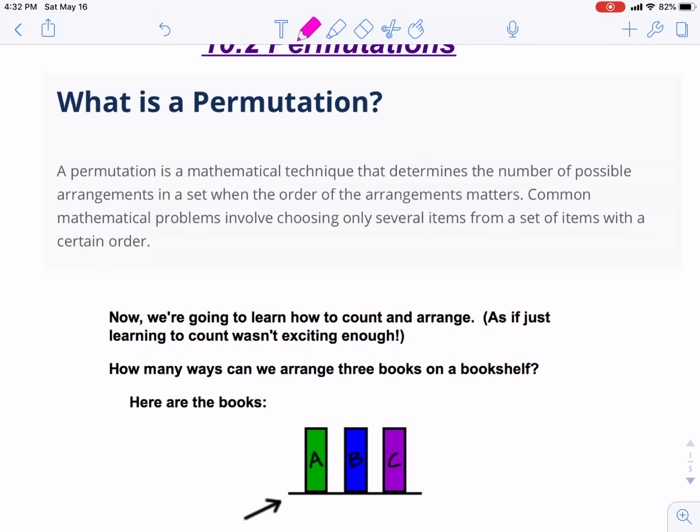A permutation is a mathematical technique that determines the number of possible arrangements in a set where order matters. Okay? We're going to focus on those words: arranging objects, order matters. We're going to start out by looking at 3 books, and we're just going to arrange them on a shelf. How many different ways are there to do that?